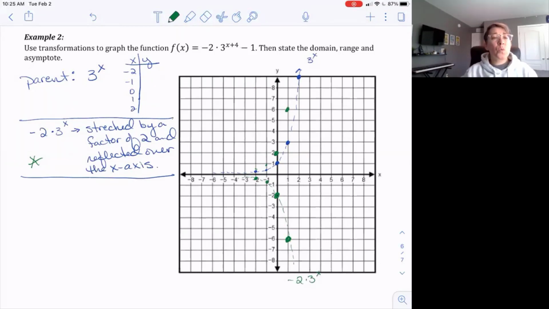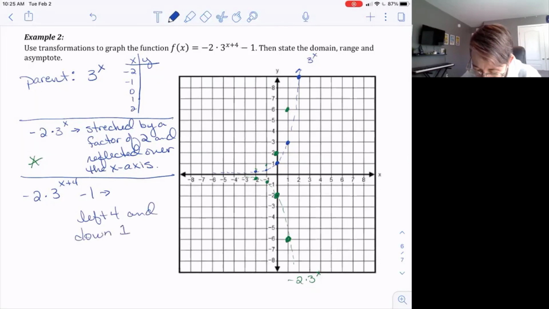But now we have to deal with our horizontal and vertical shifts. So we have -2 times 3 to the x plus 4, and that entire function minus 1. So what does that mean? X plus 4 means we're going to shift left 4, and the -1 means we're going to go down 1. So remember, the change in x is going to be the opposite of what you think. +4 is actually left, but the y change, that d value at the end, works the way we want it to. -1 is down 1.